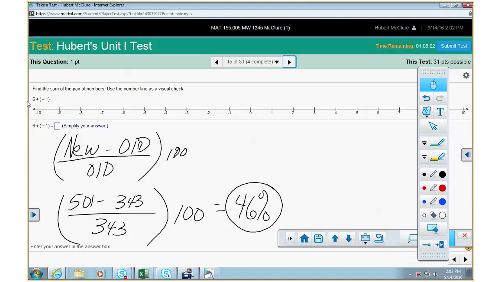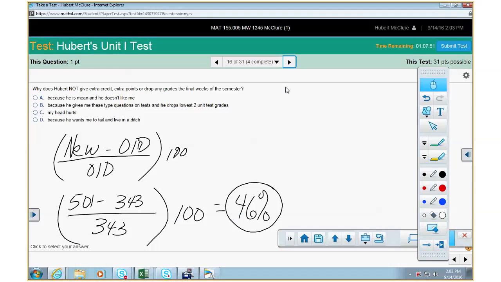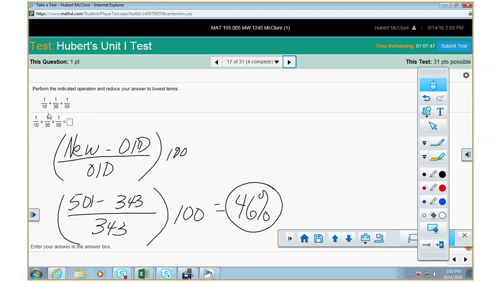You don't have to use the number line. Plus, you have $6, you owe $1, 5. That's bonus. Okay, write that one down. We did that one for homework. I remember doing this one. I think it was 40, 50, and 60. Oh, 1 over 10, plus 1 over 30, plus 1 over 50.